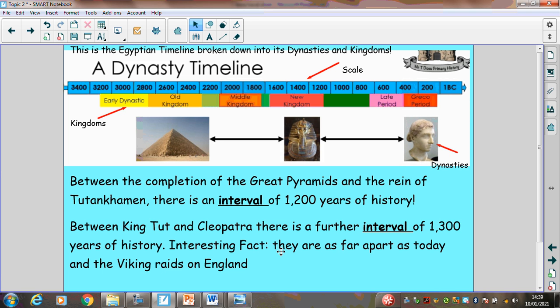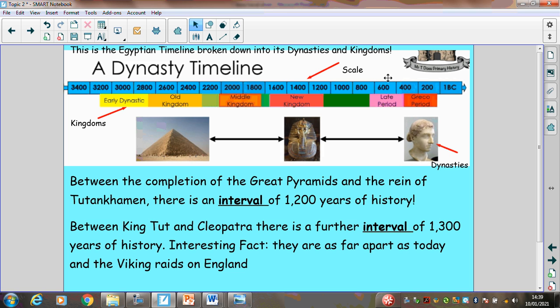And a really interesting fact: King Tut and Cleopatra are as far apart as today and the Viking reigns on England. If you think about it, the Vikings were around about 800 AD, and that's how far apart these are, which is quite a lot of time of history.